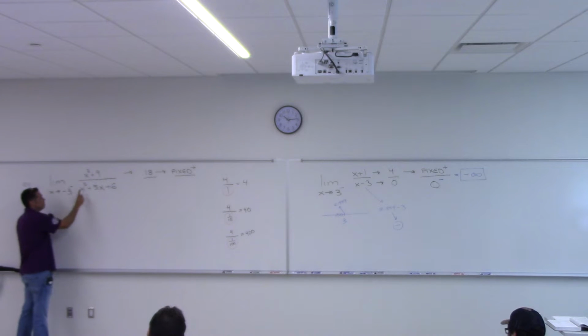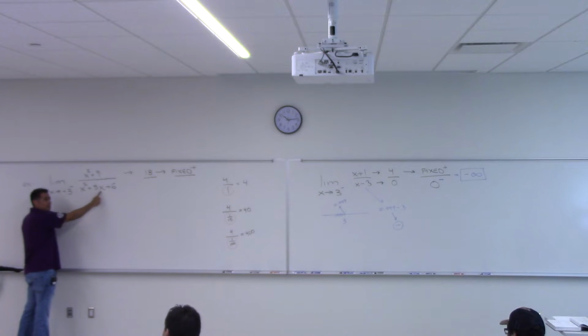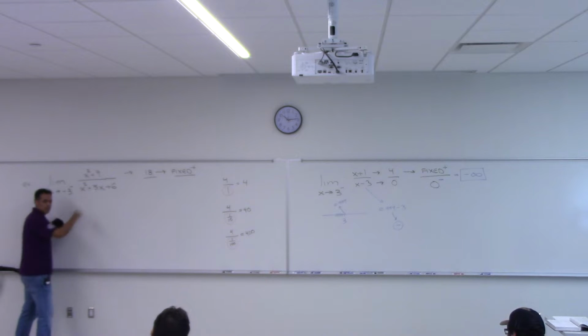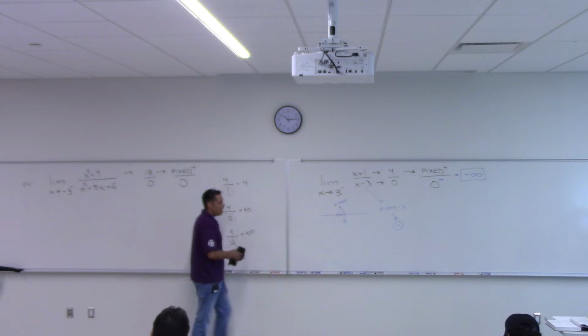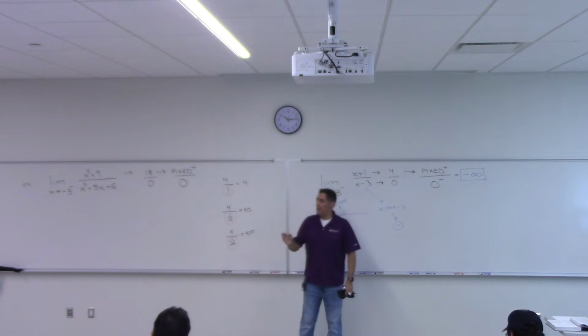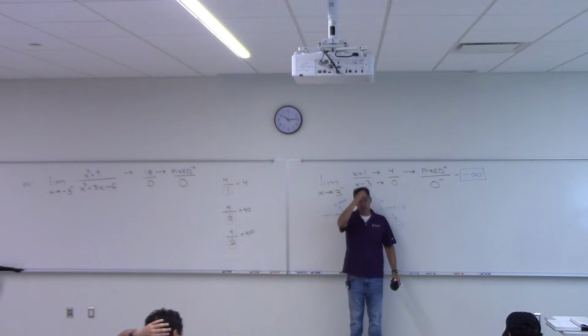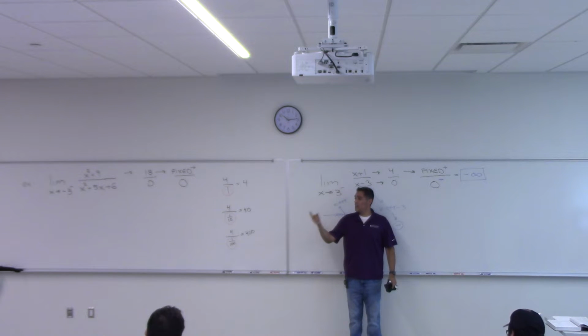Okay, this is 0. You go negative 3 squared, that's 9. 5 times negative 3 is negative 15. So you go 9 minus 15 plus 6, you get 0. Right? So I know right now, at this point in time, I know the answer is either what? Positive infinity or negative infinity, right?